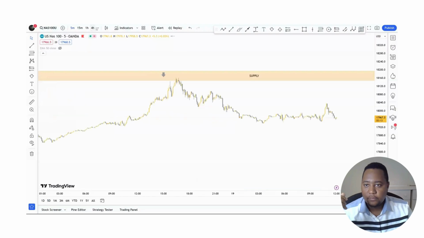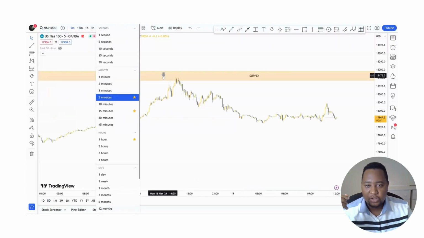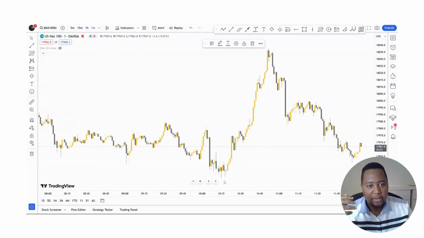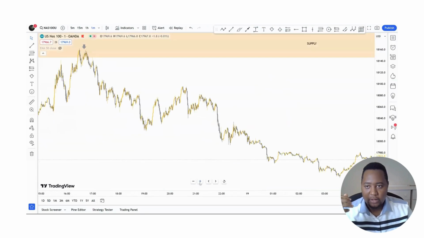Okay, in this case, this actually took place on the 1 minute. So I advise you go to the 1 minute, because that's when structure is also changing quite early right there. Okay, I'm just going to pull back to it, and I'll show you right away how that played out. There we go.